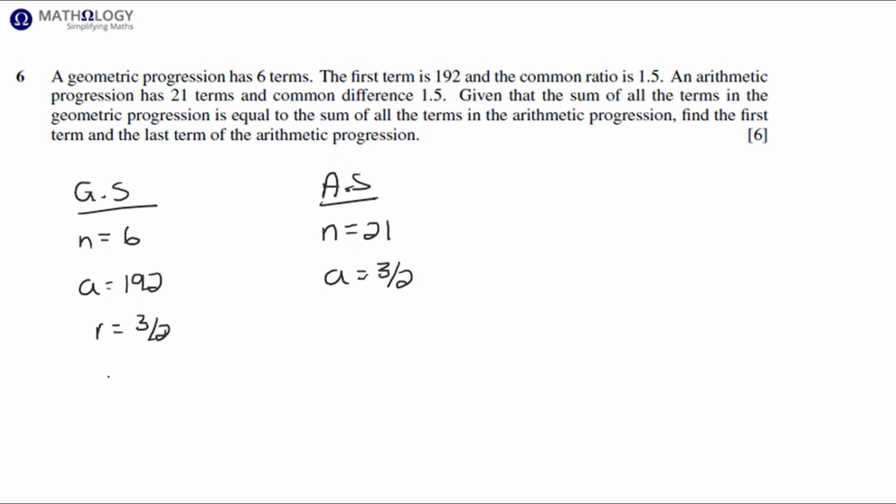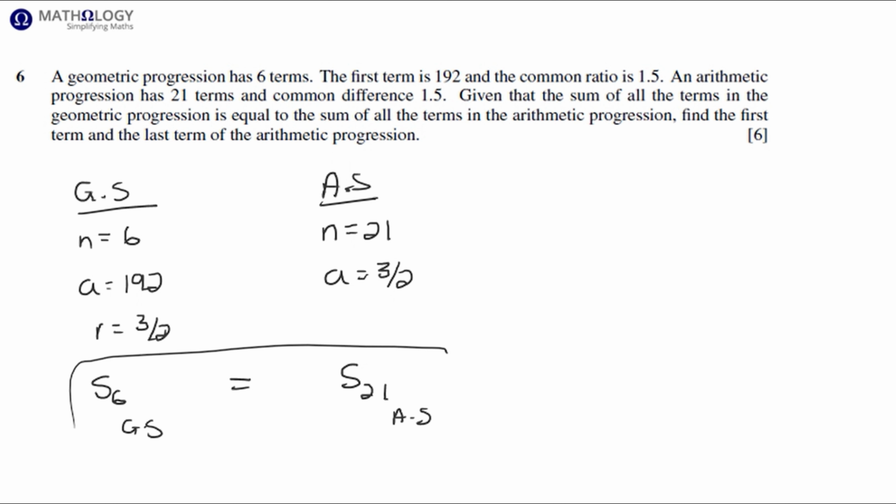So we're going to be summing to 6 because we have 6 terms in the geometric sequence or progression, and for the arithmetic we're going to be summing to 21. So they're saying that the sum to 6 terms of the GS equals the sum to 21 terms of the AS. So there's one equation that we're going to use. Let's find an expression for each of these sums now. For the geometric sequence, there are 2 sum to n formulae.